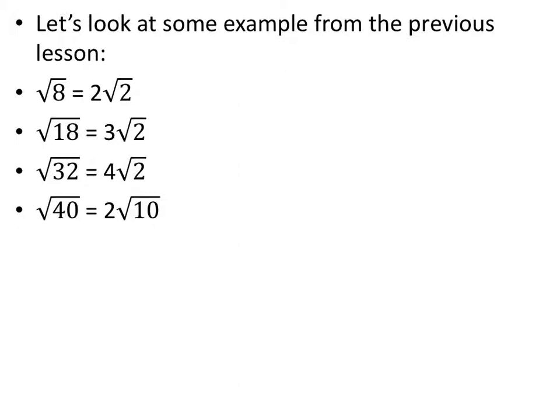Let's look at a couple of these, and I'm going to show you the first method. The first method is where we take, for example, the square root of 8, and we split 8 up into its factors. We're going to need that perfect square business with the 8. So for the square root of 8, I just need 2 factors, but I need one of them to be a perfect square. So that would be 4 and 2.